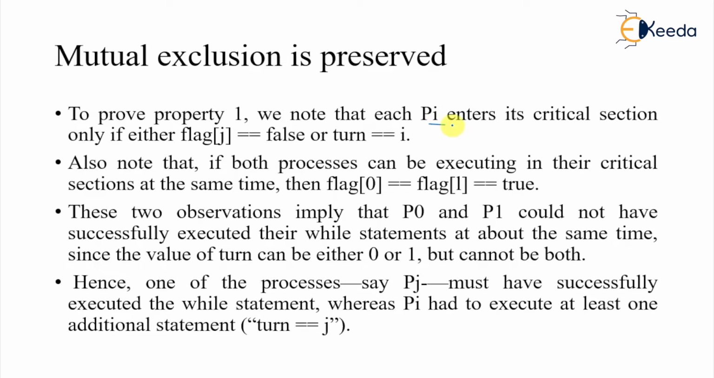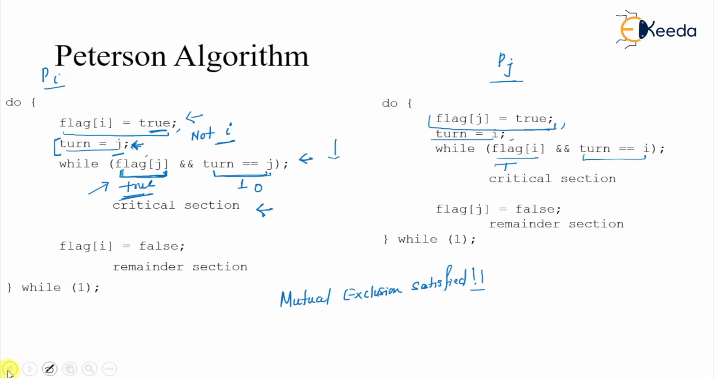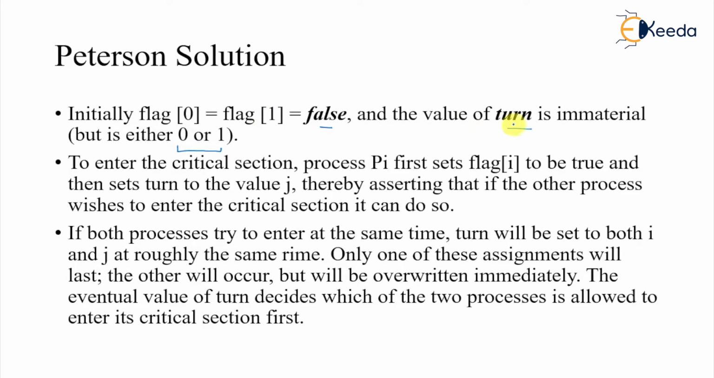So that is the idea here, the proof of property 1: pi enters the critical section when flag j is false, and the value of turn is immaterial. To enter the critical section, process pi first sets flag i to be true and sets the turn value to j, thereby asserting that if the other process wishes to enter the critical section, it can do so. Asserting that, you go.